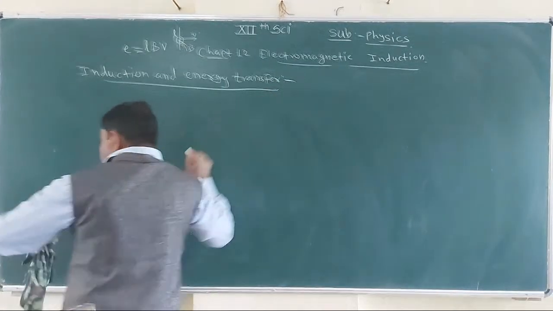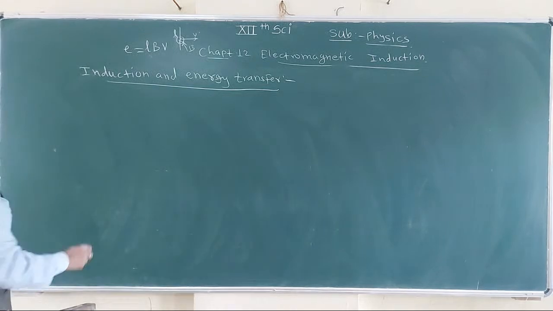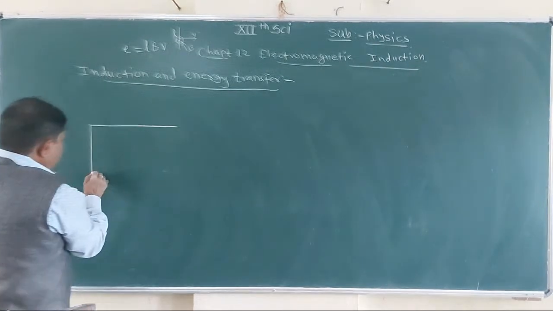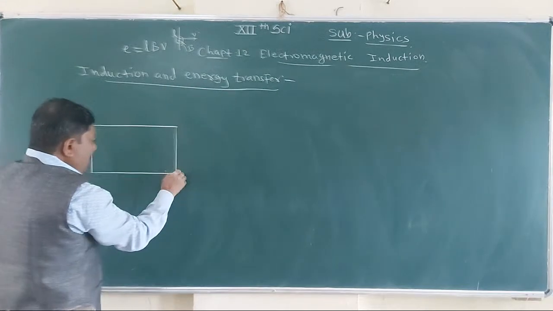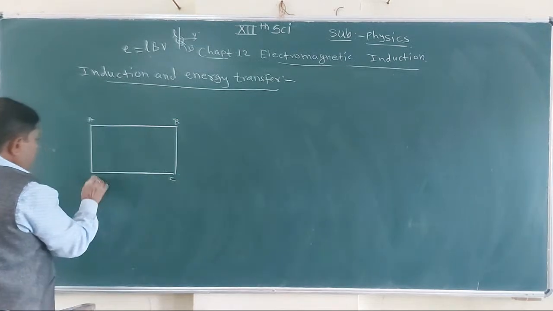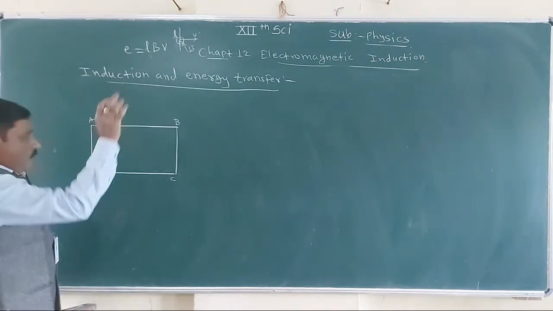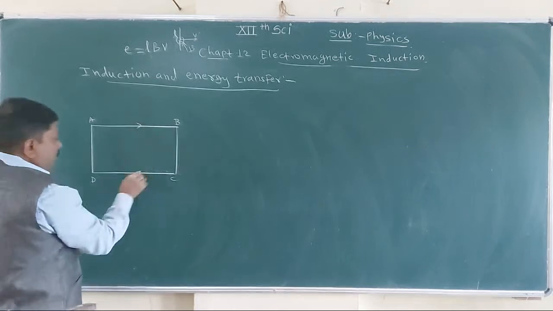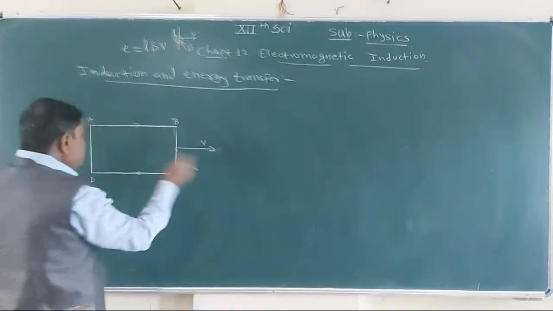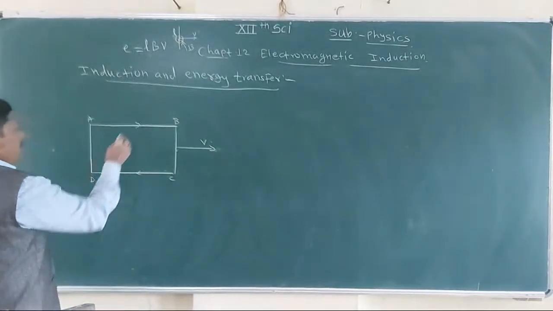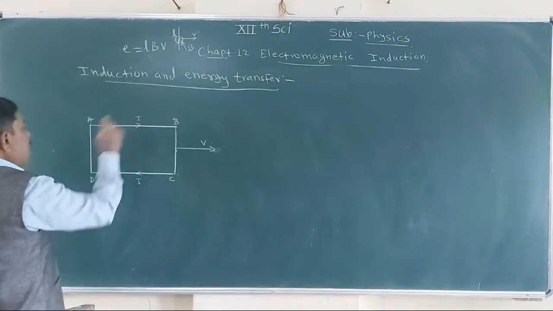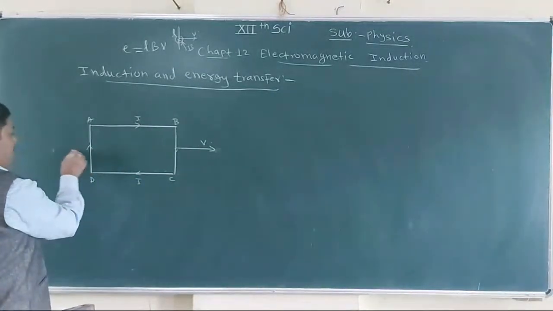Induction and energy transfer. So what is this concept? We can consider, suppose this is a rectangular frame of conducting wire, say A, B, C, D. Give the labeling clockwise or anti-clockwise, no change. So this is the direction of current and this is the speed with which this frame is moving, and this is the current induced in this, small i or capital I.